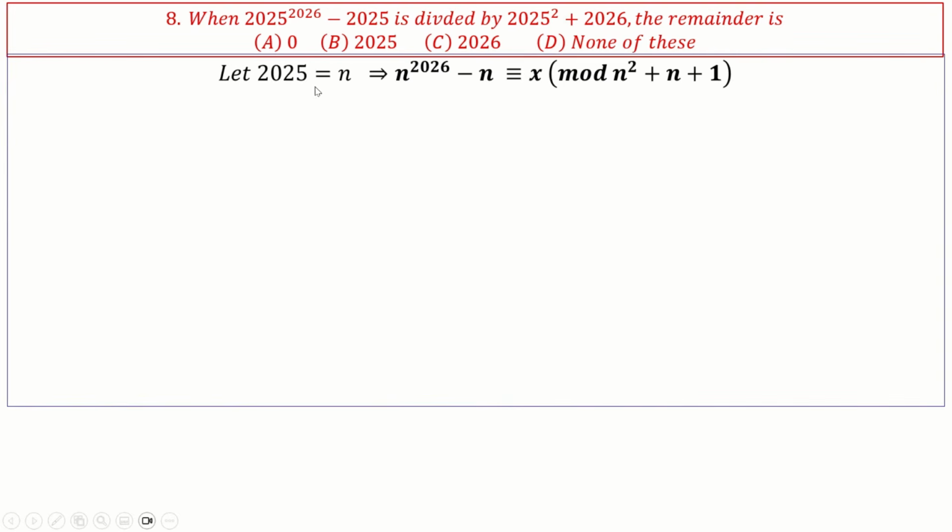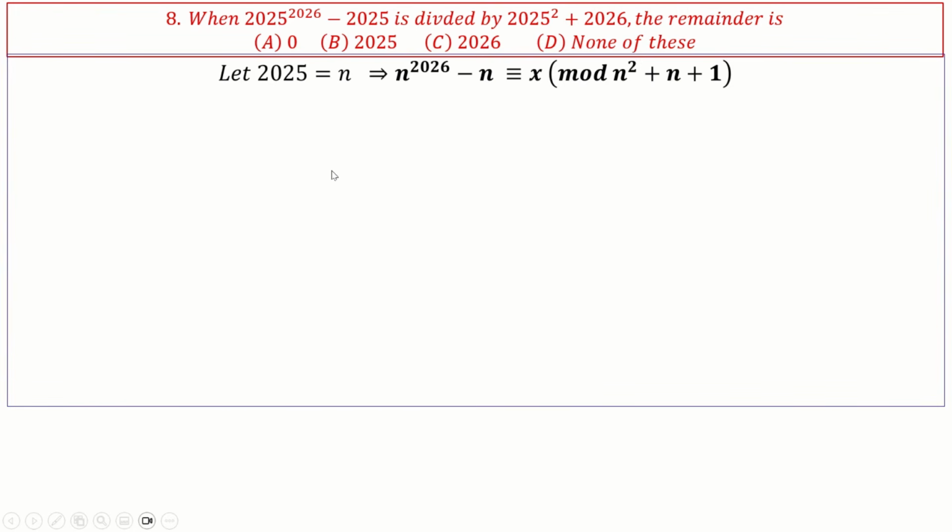So let's take 2025 as n. Then my question is nothing but n to the power of 2026 minus n congruent to x, what is the remainder, modulo n squared plus 2026? I am writing 2026 as n plus 1, that is 2025 plus 1. Now I am looking at a number which when divided by n squared plus n plus 1 gives what remainder? Something should strike you when you say n squared plus n plus 1.